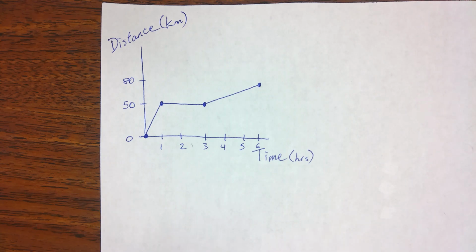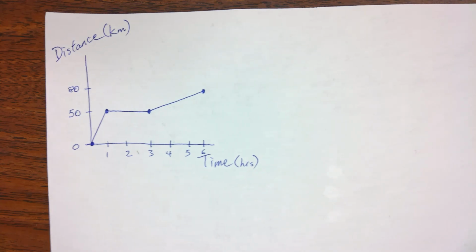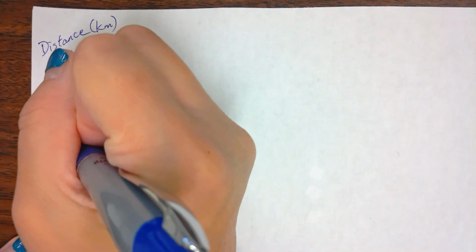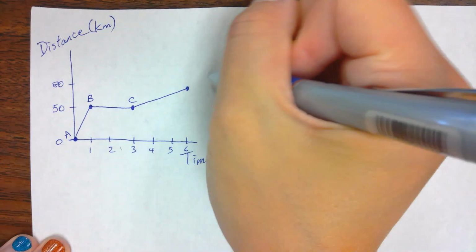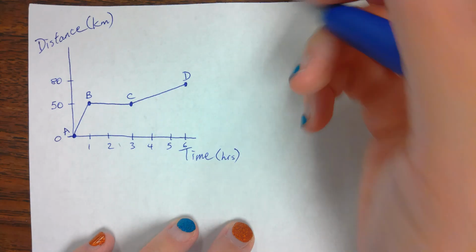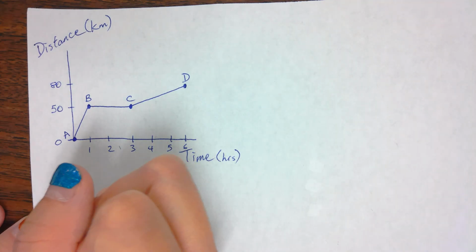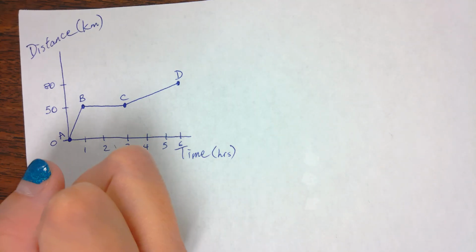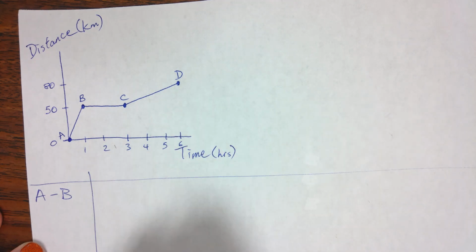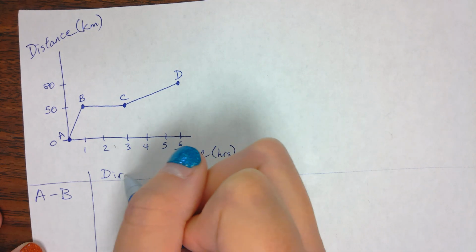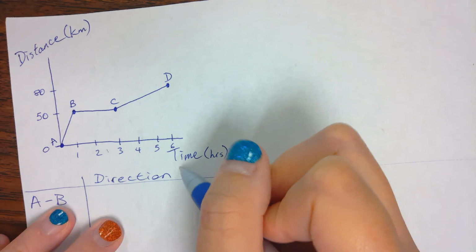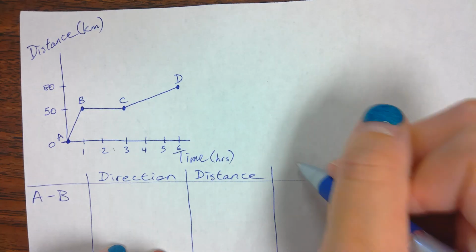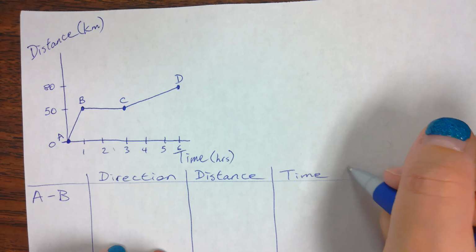So remember these distance time graphs? We talked about the motion graphs in one of the lessons last week. Oh, sorry. Let me write down A, B, C, and D, so each of the segments. So I'm going to create a table right here. From A to B, this is direction, distance, time, and speed.